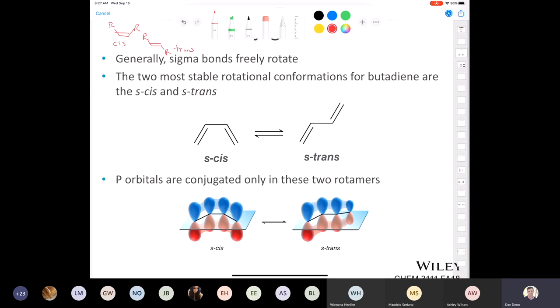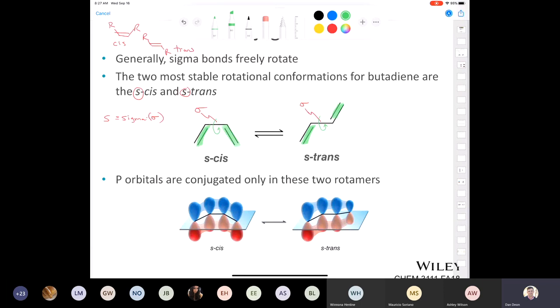Well, the S in S cis and S trans stands for sigma. And so this right here is a sigma bond, right? And this is a sigma bond, sigma. Okay. And there's free rotation around that sigma bond. You can rotate that and you can rotate this. So when the dihedral angle between the two double bonds is 0 degrees, we call that S cis, because they're blocking each other out.